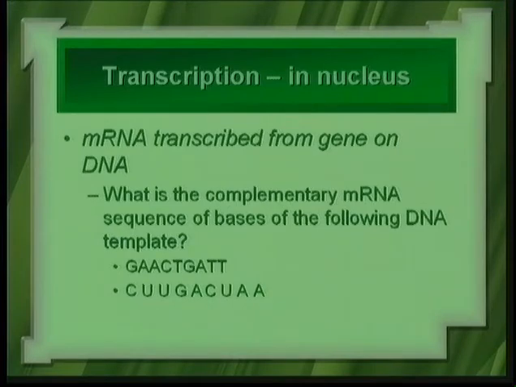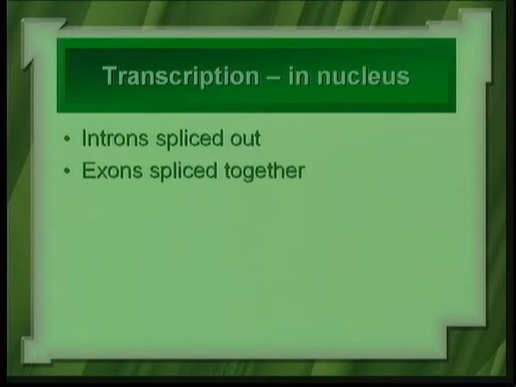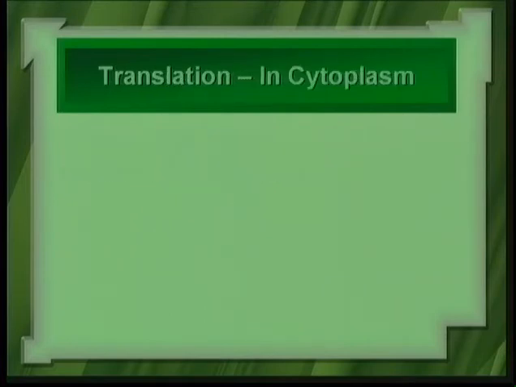So you have complementary mRNA sequences. This is another thing you might have a test question on, so please don't get confused. Remember, DNA has T, RNA has U. The next thing that happens is that the non-coding regions on the messenger RNA are spliced out. Then the coding regions of the messenger RNA, called the exons, are spliced together. Then you have a functional, ready-to-go messenger RNA.